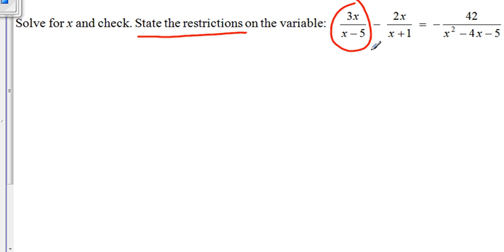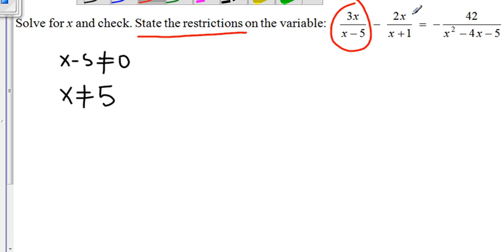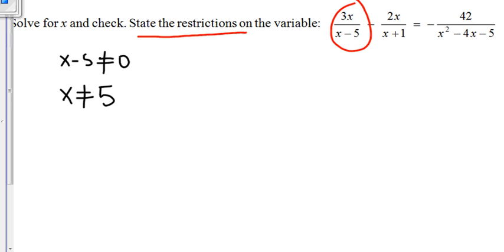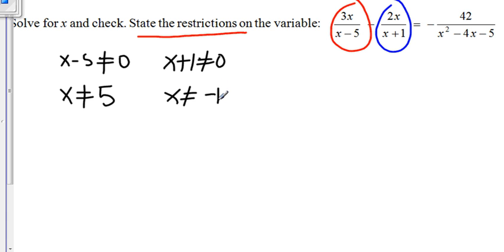So first one, x minus 5 cannot equal 0. Let's solve for x. We add 5 on both sides, therefore x cannot be 5. The second one, 2x over x plus 1. The denominator is x plus 1, so x plus 1 cannot equal 0. We subtract 1 on both sides, so x cannot equal negative 1.